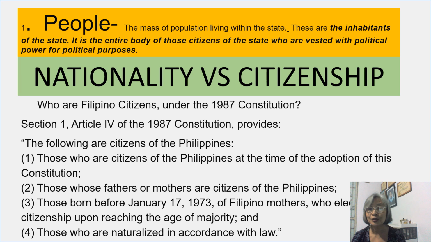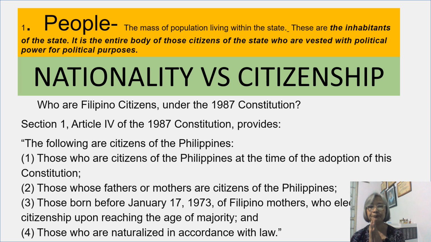Isa-isahin natin sino yung mga citizens of the Philippines. Yung una, walang problema. Those who are citizens at the time of the adoption of the 1987 Constitution. Yung pangalawa, wala ring problema. Those whose fathers or mothers are citizens of the Philippines. Itong pangatlo, medyo may problema. Those born before January 17, 1973 of Filipino mothers who elect Filipino citizenship upon reaching the age of majority. Bakit?